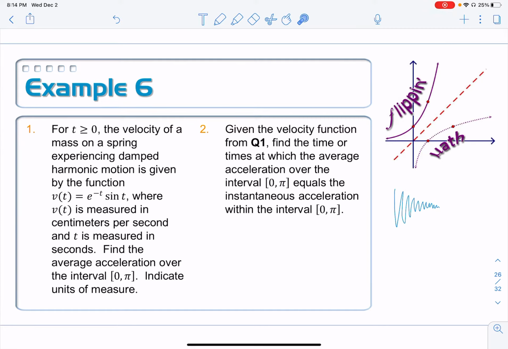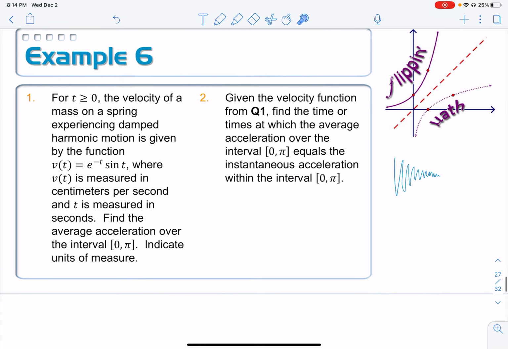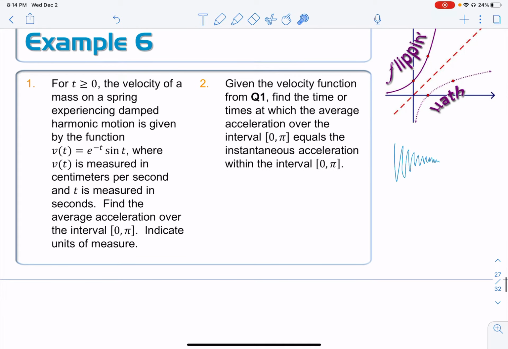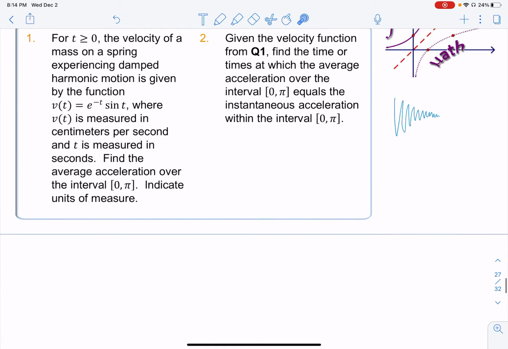Anyway, where v of t is measured in centimeters per second and t is measured in seconds, find the average acceleration over the interval from 0 to pi. Indicate units of measure. Does this question sound familiar? Because it should. It's from one of your tests. It was an example of me pre-teaching the idea of the mean value theorem, as you're going to see in part two here.